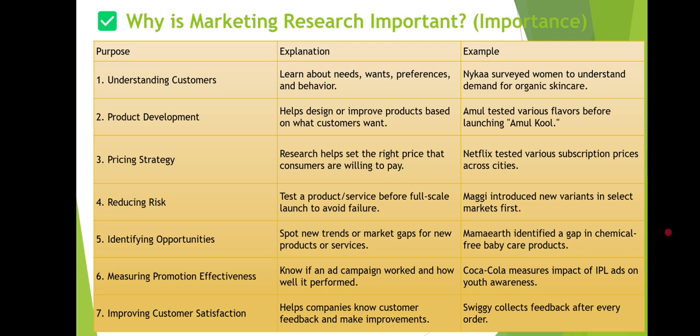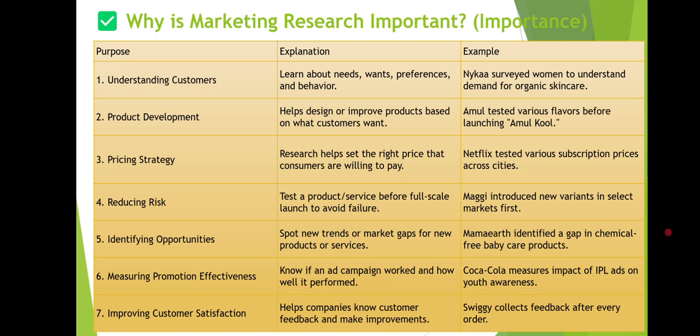Second importance, we have product development. It helps to design or improve products based on what customers want and need. For example, Amul tested various flavors before launching Amul Cool. It is very important in the case of pricing strategy. Basically, research helps set the right price that customers or consumers are willing to pay. For example, Netflix tested various subscription prices across cities.